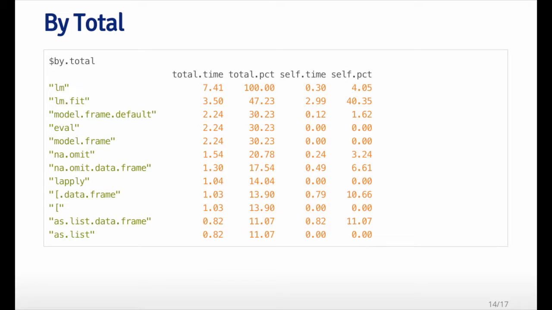Now you also see a number of functions here, model.frame, model.frame.default, eval, all these functions that don't really involve computation, but there is a reasonable amount of time spent within those functions, so that's kind of interesting.